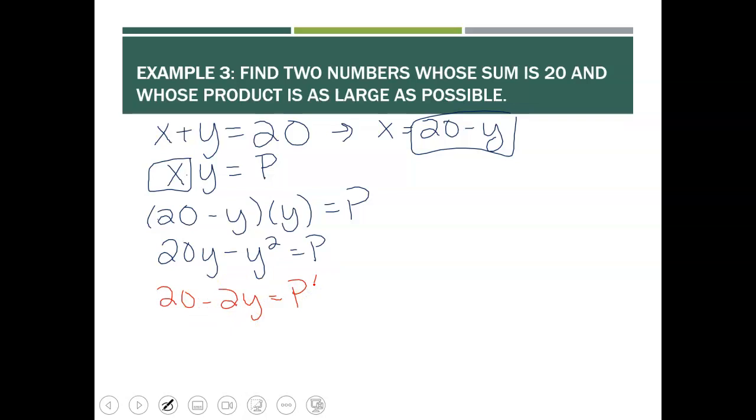So the derivative of the product is equal to 20 minus 2y. Then to maximize the product, I set its derivative equal to 0. Solve for y. And I get that the y value is 10. Well, if the y value is 10, then the x value is also 10.